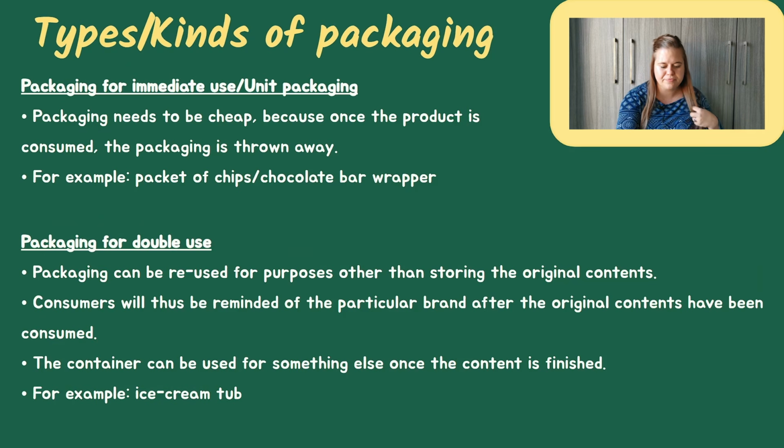Okay. All right, then we get the different types of packaging. So we have packaging for immediate use. This packaging needs to be cheap because once the product is consumed, we throw the packaging away. Packets of chips, chocolate paper wrappers, examples there. Packaging for double use. Packaging can be reused for purposes other than storing the original contents. Consumers will thus be reminded of the particular brand after the original content has been consumed, and then the container can be used for something else once the content is finished.